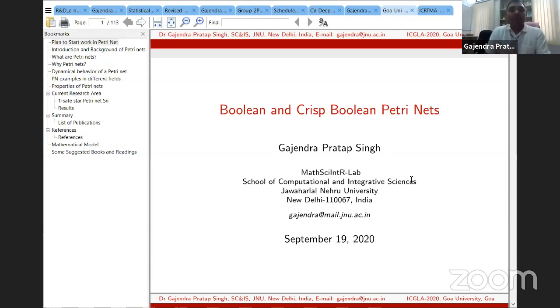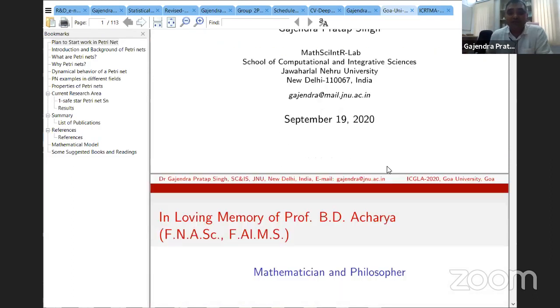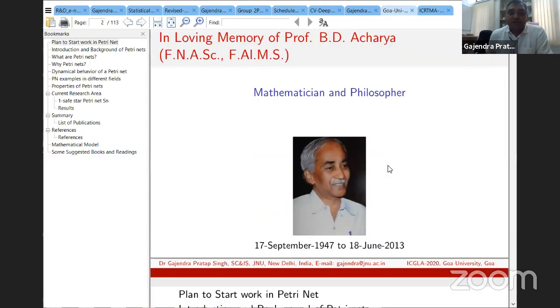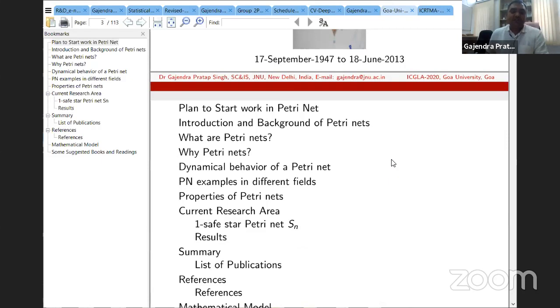So today I'm going to deliver a talk on Boolean and crisp Boolean Petri nets. This is the outline of the talk. First of all, how to start the work in Petri nets for beginners, some background, why Petri nets, and what Petri net dynamics and properties are.